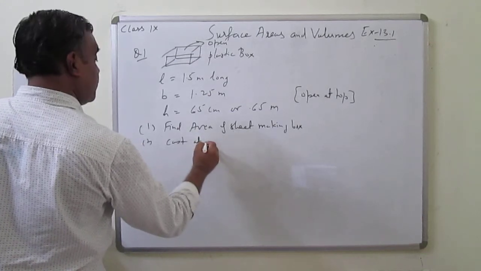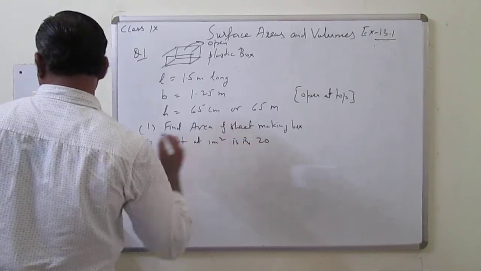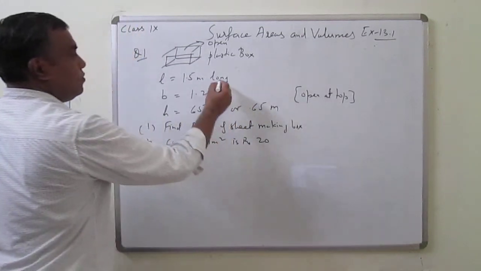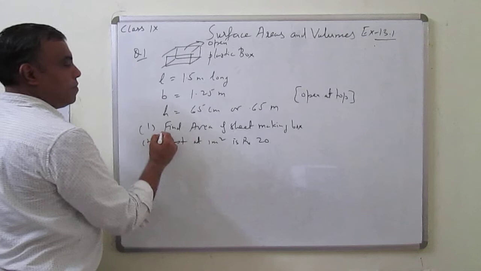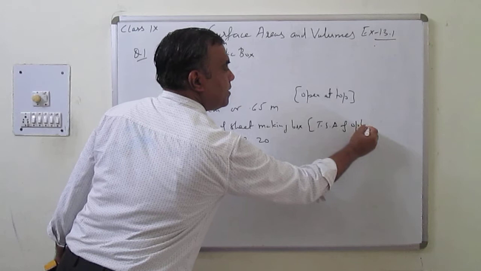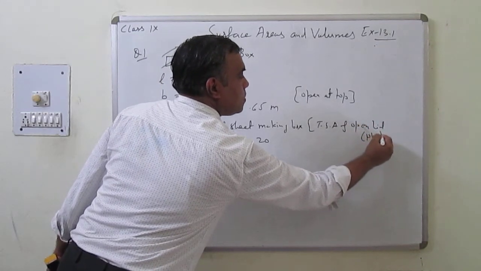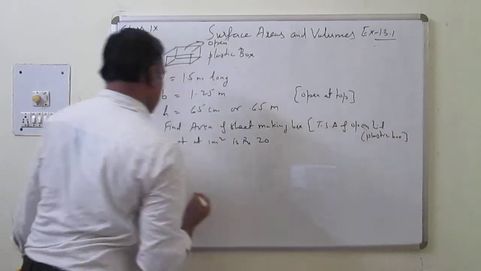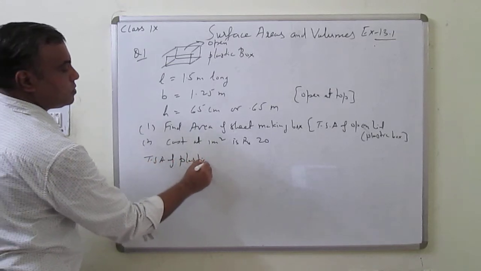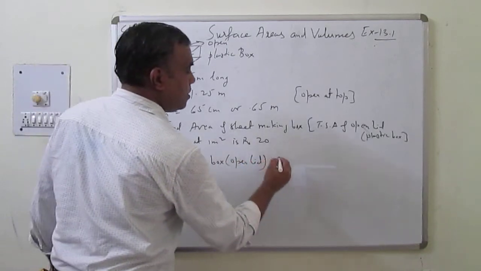Cost at 1 meter square is rupees 20. Now see here, the unit should be the same. Open at the top. So how much area of sheet will be needed? The TSA of open lid of the plastic box will be needed. So I will calculate the TSA of the plastic box with open lid. So what is the formula?